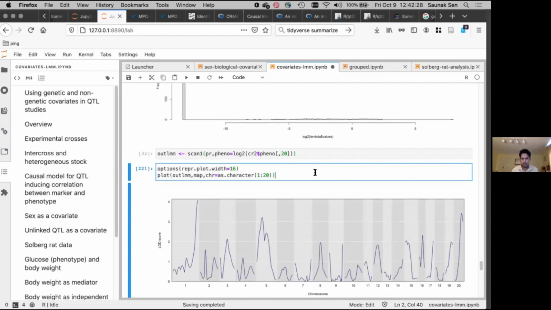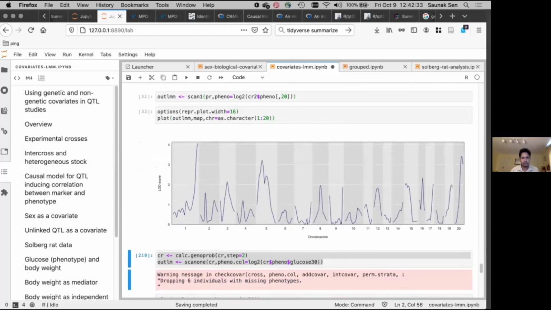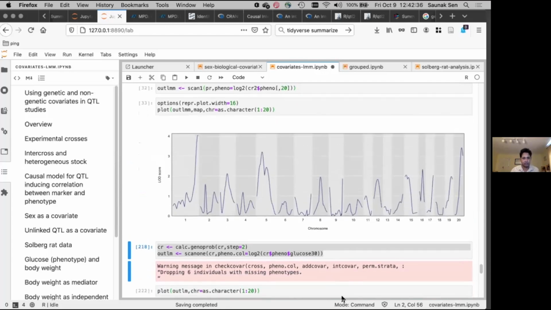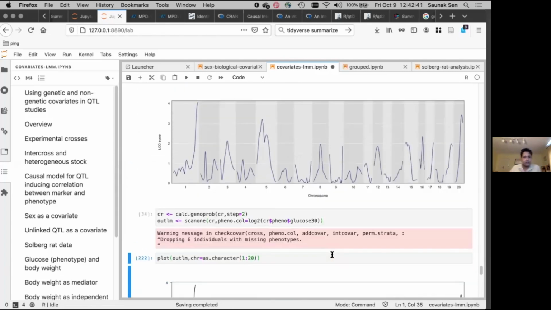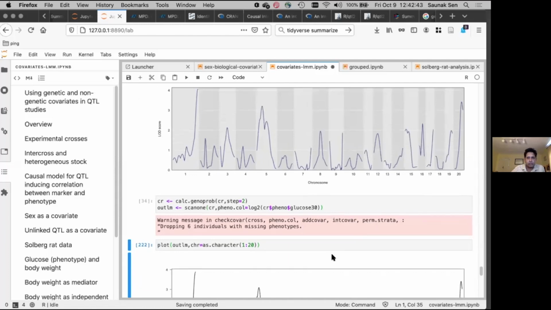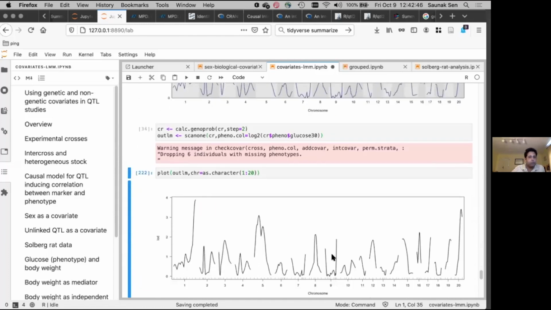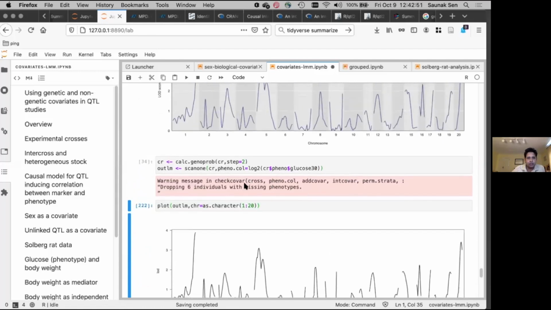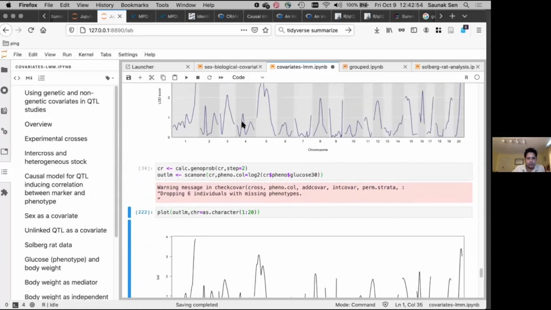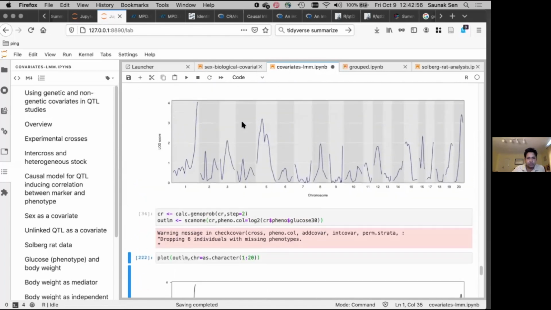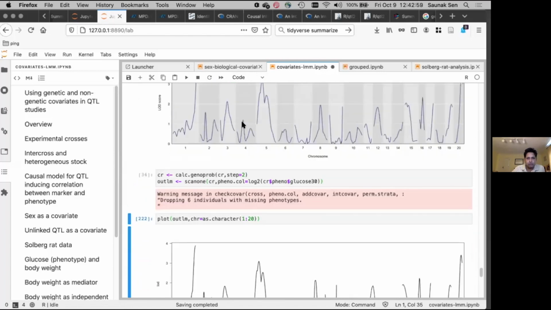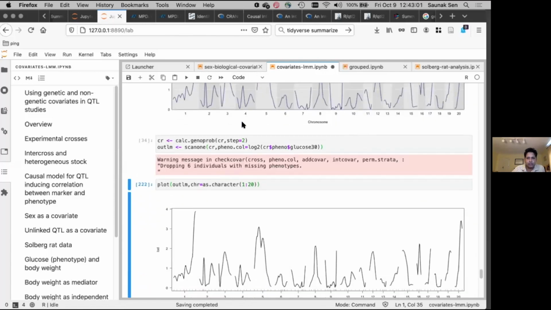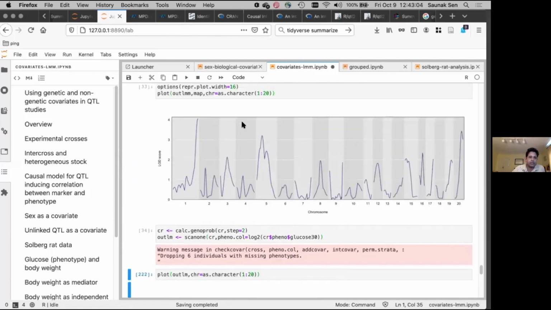And then I plot the genome scan using the linear mixed model. And just for reference, I'm doing the genome scan with a plain linear model. So as you can see here, there isn't much of a difference between the two ways of doing a genome scan in this F2.